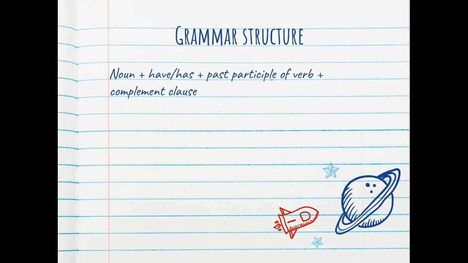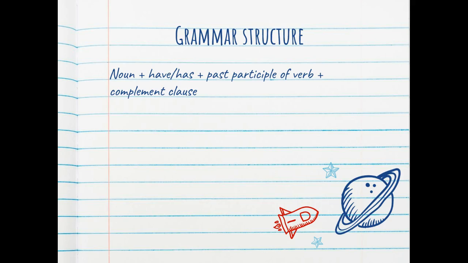First of all, we need our noun. It can be any noun, okay? Followed by either have or has. Remember that if we're talking about the third person, we are going to be using has for it. That means he, she, and it require you to use has. After that, you are going to add the past participle of the verb.